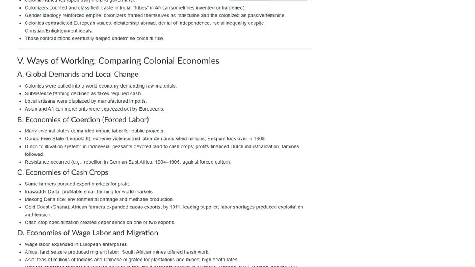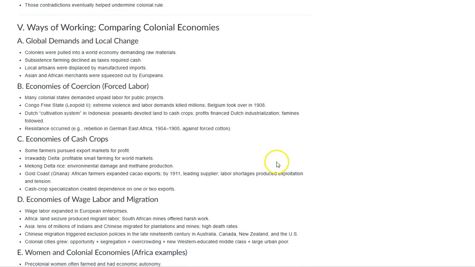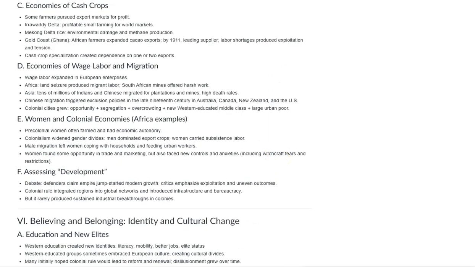In some places, farmers willingly expanded export production for profit, but cash crop specialization created dependence on one or two exports. And we see places like Ghana, where African farmers built an export boom, becoming the leading supplier by 1911. But later, labor shortages produced exploitation and social tension. And then finally, we have wage and labor migration. That spread across colonial enterprises. In Africa, land seizures pushed migrants into wage work. South Africa's mines often offered harsh conditions. And tens of millions of Indians and Chinese migrated to work on plantations and in the mines, and conditions were very dangerous and death rates were very high.